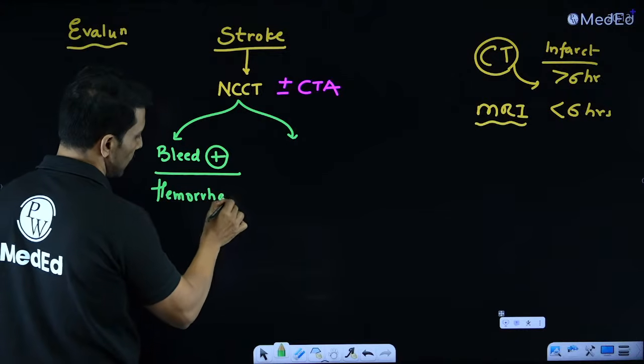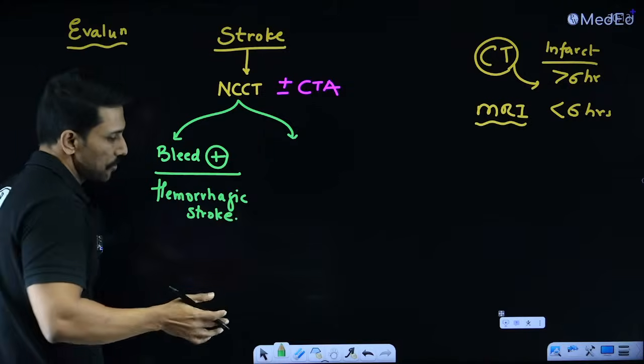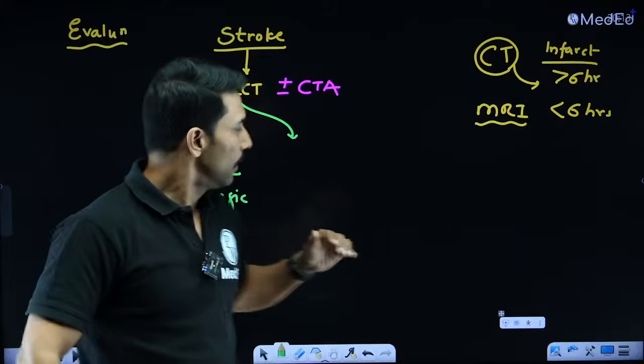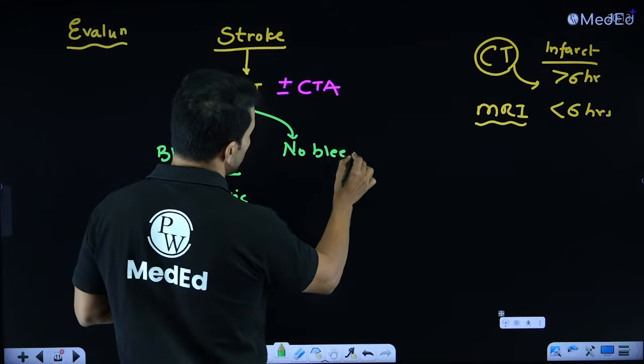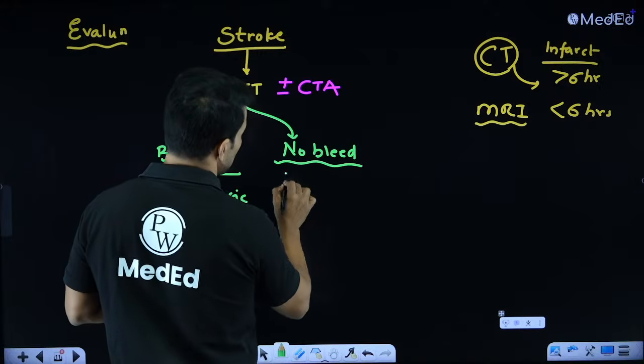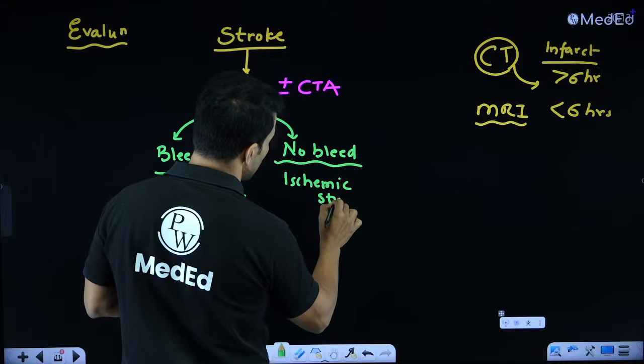Then it becomes hemorrhagic stroke. So I will refer it to a neurosurgeon and wash my hands. But if there is no bleed, then it is ischemic stroke. So now it is in my field. It is ischemic stroke. Now it is my field.